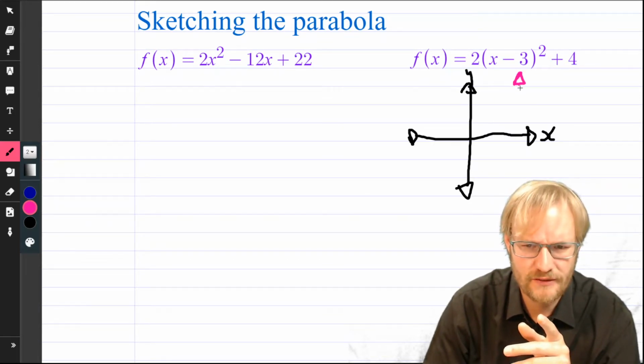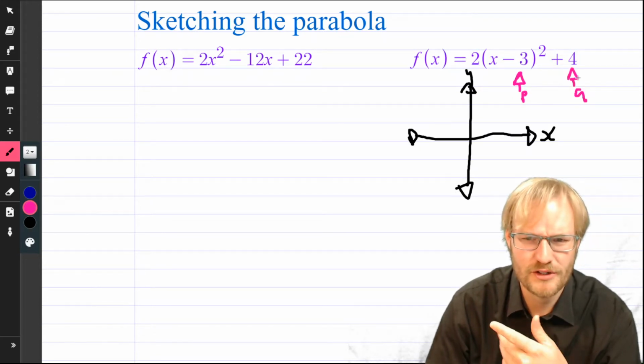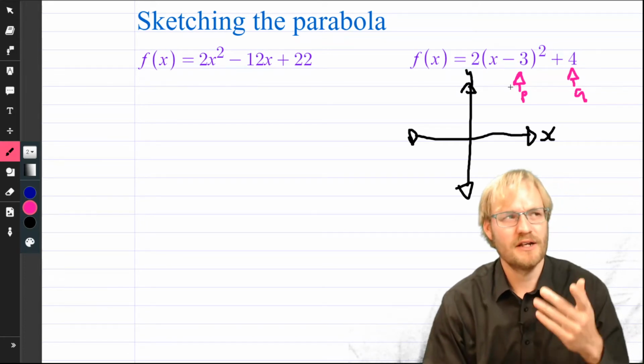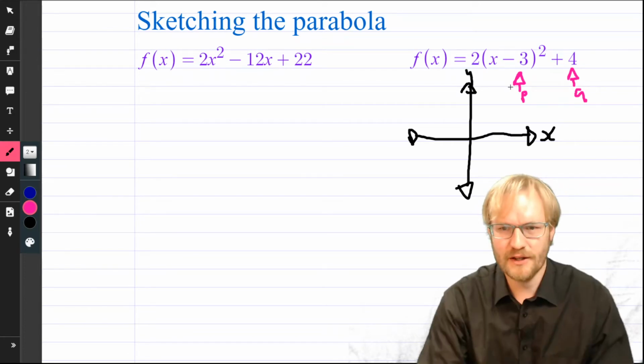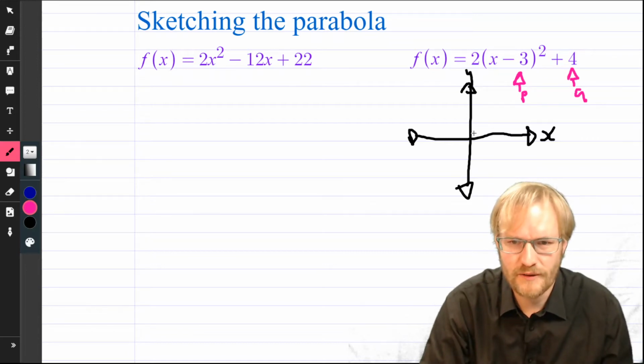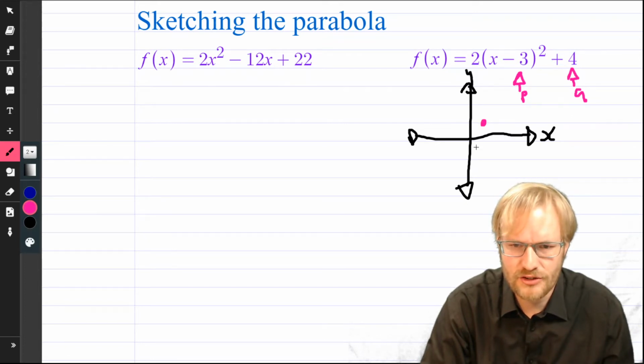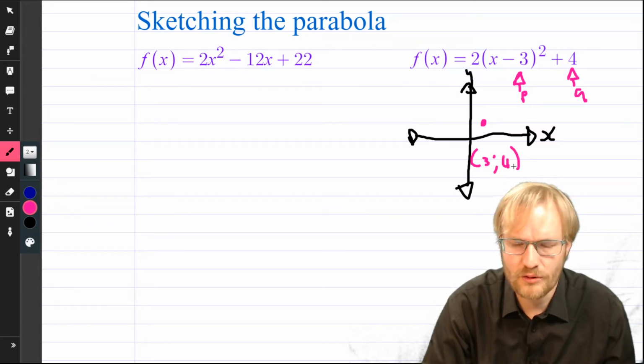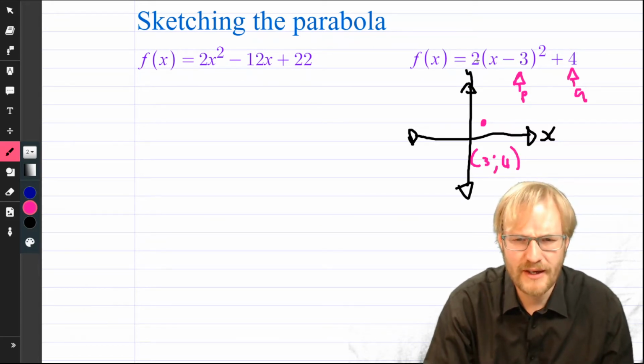So here's our p value and here's our q value. Did all that hard work to get the turning point. Easy. x minus 3, kind of doing the opposite, so it's moving right by 3, plus 4, so it's moved up. So it's gone right by 3 and up by 4. So it's sitting over here. That's our turning point, (3, 4).